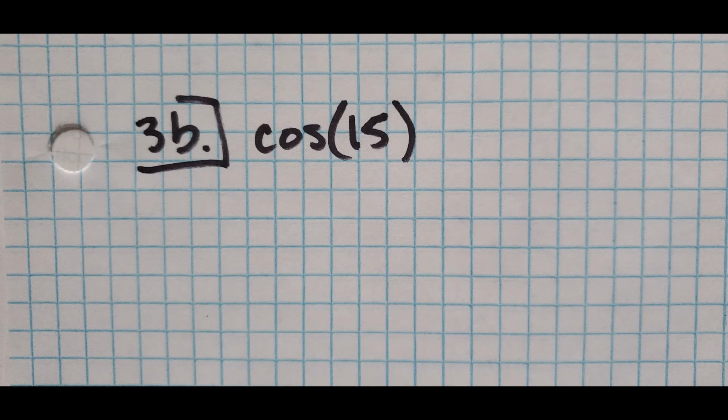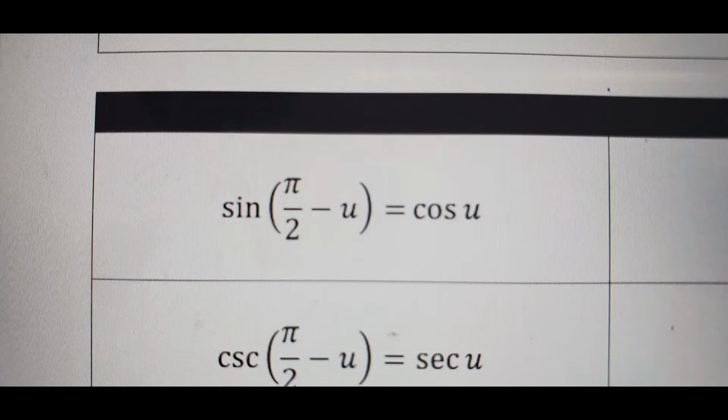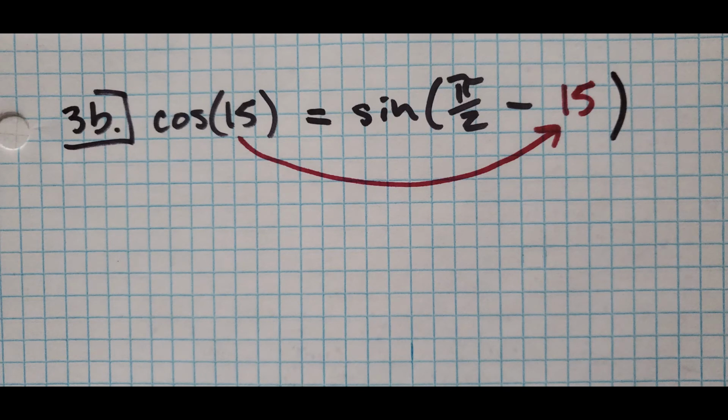All right, so let's talk about cosine of 15. Now, 15 degrees, this is in degrees, and if you look at all of your cofunction identities, they're all in radians. So that's going to be an issue, and we'll address it here in a minute. So the u in this case is the 15 degrees. So we find cosine of u on that sheet, and we use that, and it's going to give us sine of parentheses pi divided by 2 minus our u, and in this case our u is 15. So we plug the 15 in there.